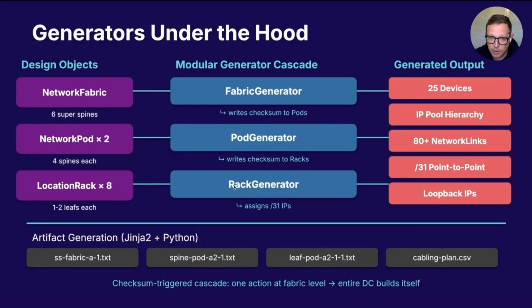At the end, we saw how the proposed change allowed us to merge the changes that the generator had created into the main branch. And as part of that process, we triggered the CI pipeline, which generated the specific device configurations and the cabling plan.